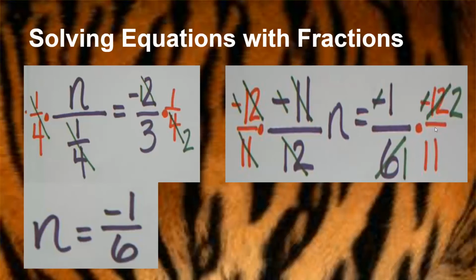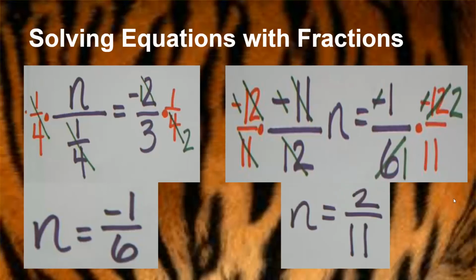On the opposite side, the two negatives cancel. 6 and 12 both cancel, and you're left with 2 over 11.